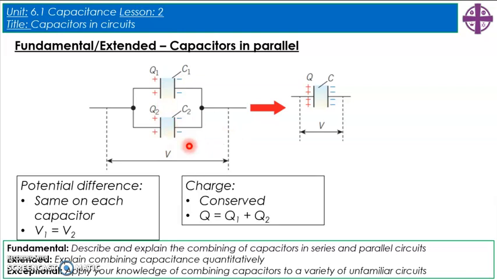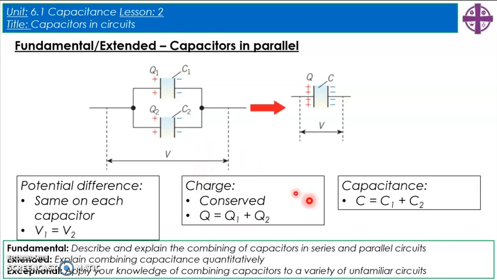The charge is conserved in any circuit. So here we've got charge being conserved, which leaves us with the total charge of both capacitors being the sum of both of them. So the total charge on capacitors is Q1 plus Q2. And finally, the total capacitance is C1 plus C2. The total capacitance, if we imagine it as one combined capacitor, is just the capacitance of each one added together. In parallel, it's actually fairly straightforward.